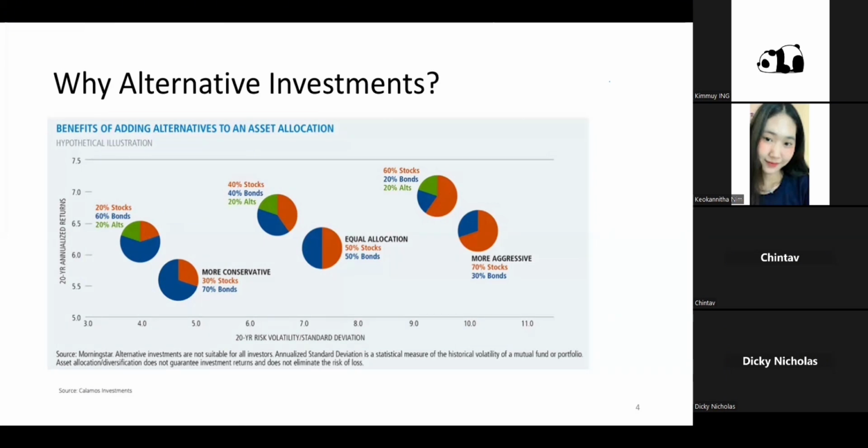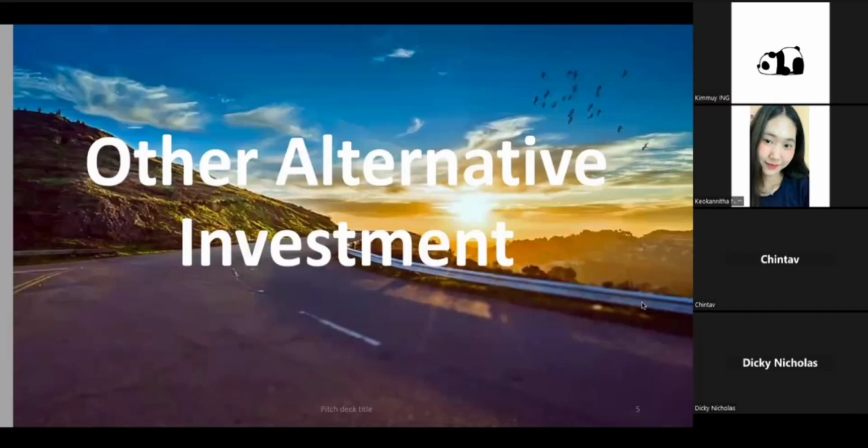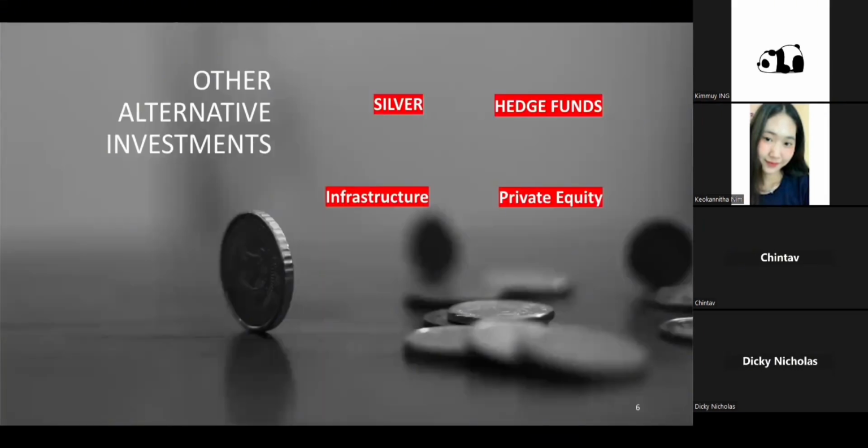But if you add the alternative investment in your portfolio, I think it's much better. It will reduce the risk and probably can get higher return. So alternative investment is very important to add in your portfolio. We're gonna discuss some alternative investment recommended by each of us, starting with silver by Kim.